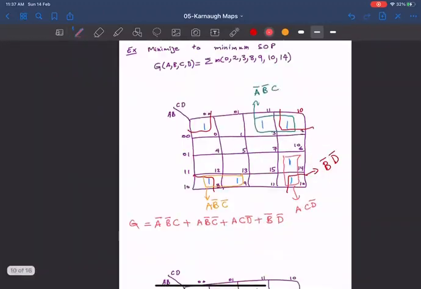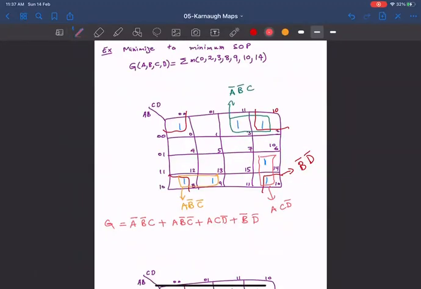That answers your question. So we cannot group 2, 10, and 14 because the number of min terms that you're trying to group is 3, although it is rectangular and may not be contained in a larger group, but it is not a power of 2. It must be a power of 2. It must be rectangular. It must not be contained completely inside of another group.